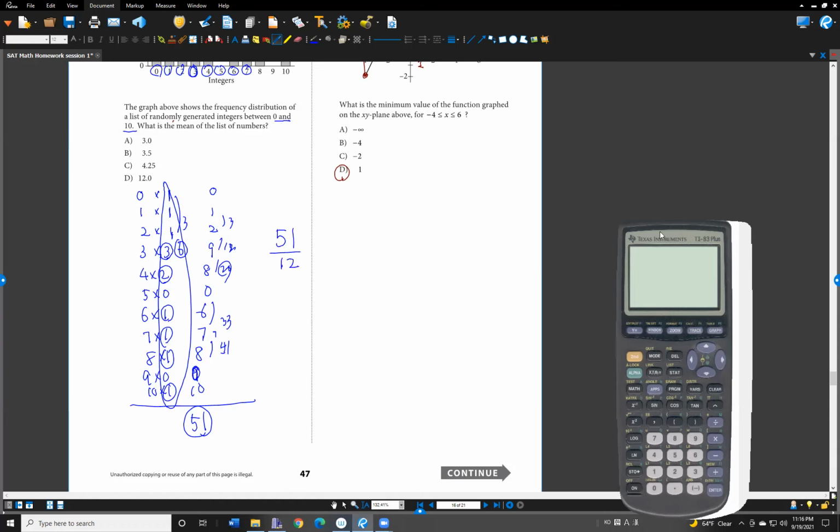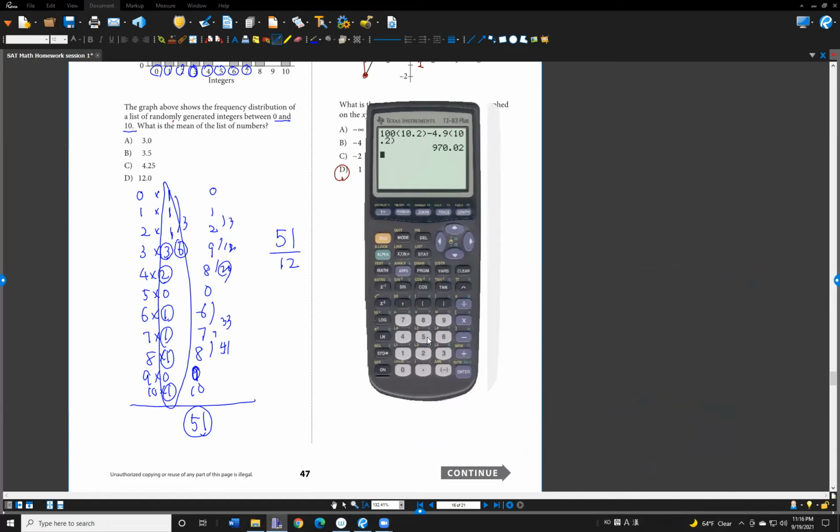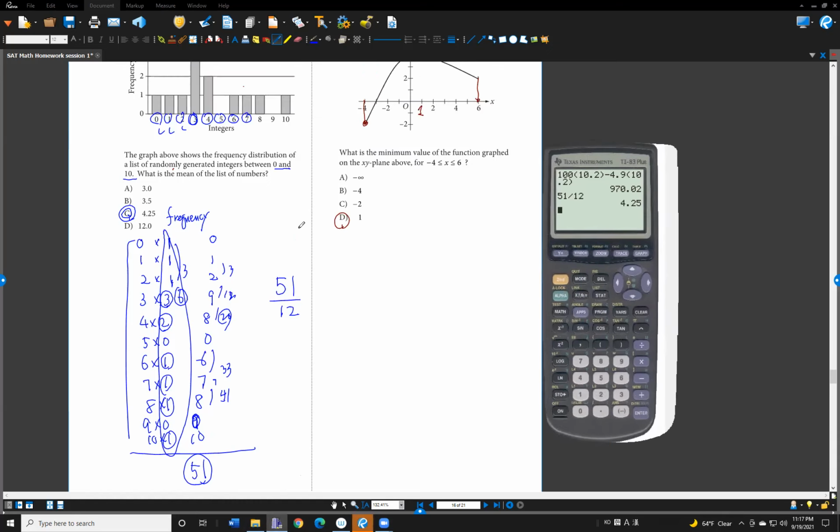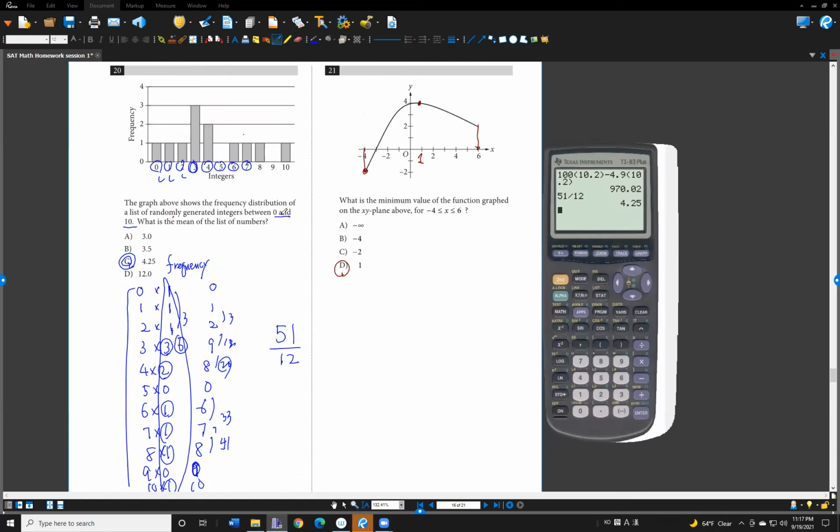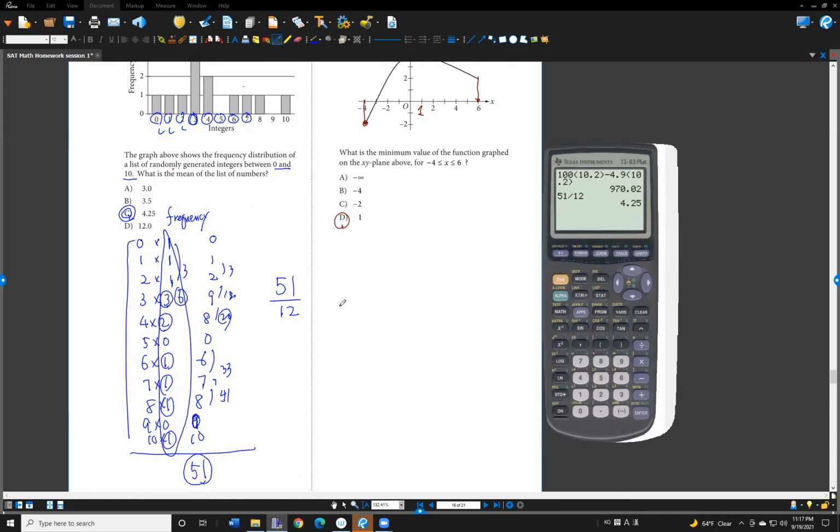Oh, I misunderstood. Sorry about that, my apology. So 51 divided by 12 numbers. It's not this number, but there are 12 numbers, that's the frequency. So divided by 12 is 4.25, that is the answer. Sorry, I misunderstood the question. You understand, right? The sum of all frequencies is the number of numbers, that is 12 numbers there. All right, that's all.